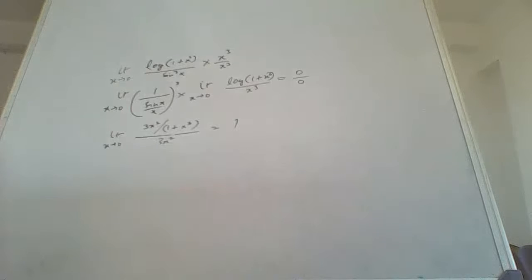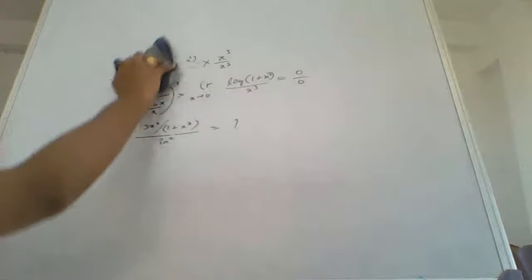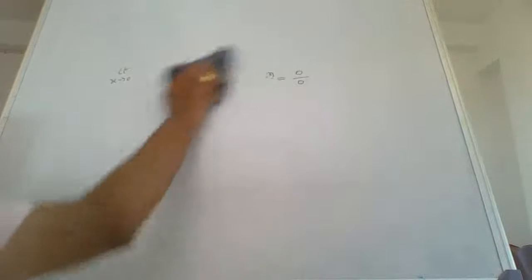Let me try to solve another problem here. For the limit as x tends to 0, let me try to solve this: tan x minus x, divided by x square tan x.